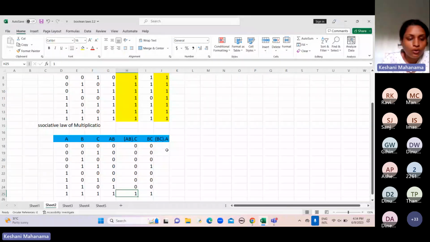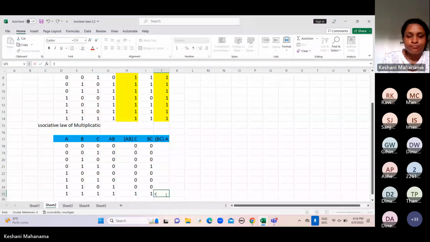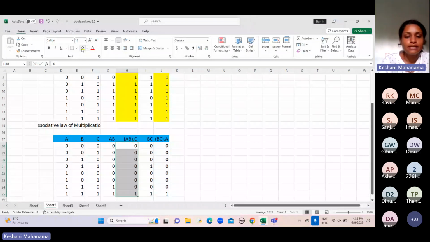Here also 1 and 1 in the last cell, so I put 1 here. 0, 0, 0. So now you can see that the output of AB into C is equal to the output of BC into A. So this is the associative law.